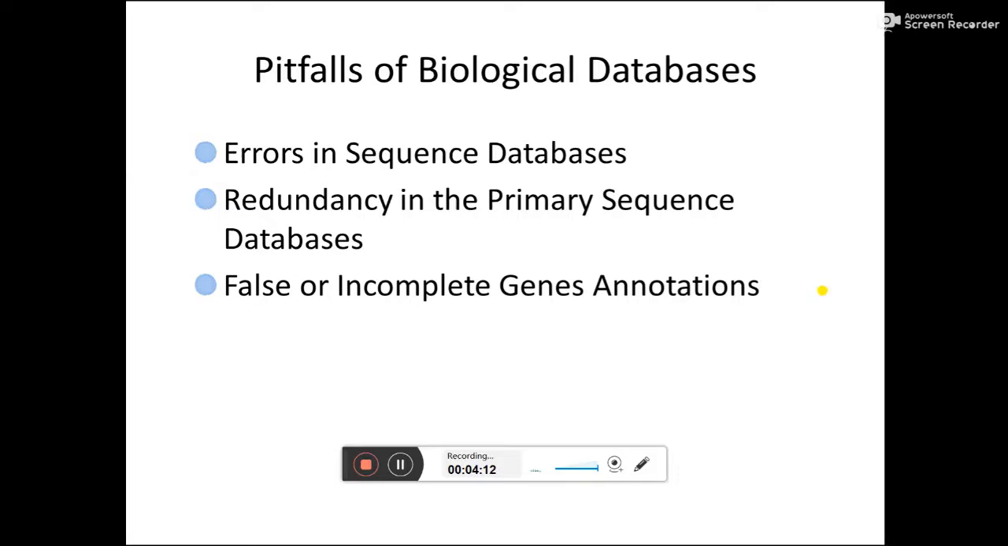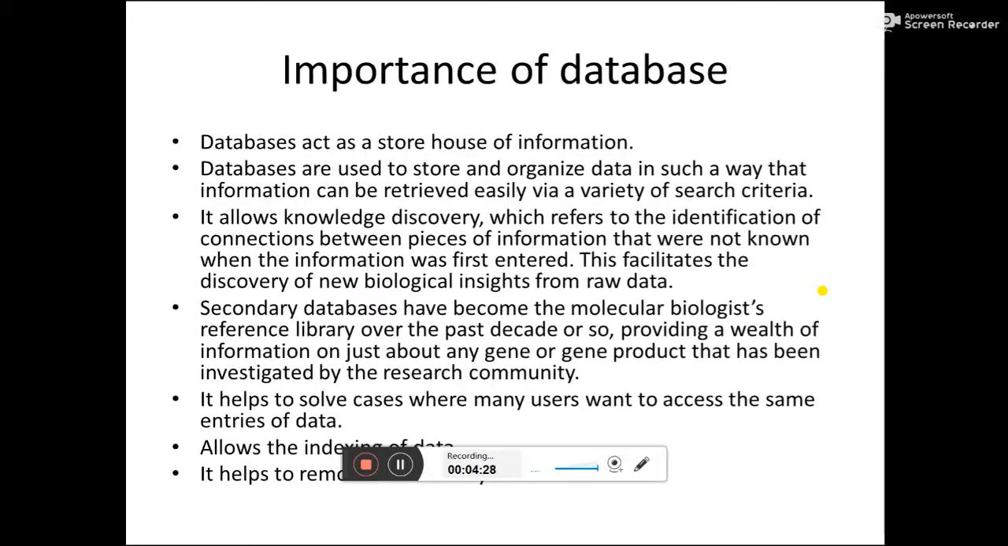And now let's discuss the pitfalls. There could be errors in some sequence databases, there would also be redundancy in the primary sequence databases, and sometimes false or incomplete gene annotations could also be a pitfall of biological databases. But the importance of the database is that it is a storehouse of information, and you can store as well as organize data so that it can be easily retrieved using various search criteria. It also allows knowledge discovery, because based upon previous knowledge, you can find new information.